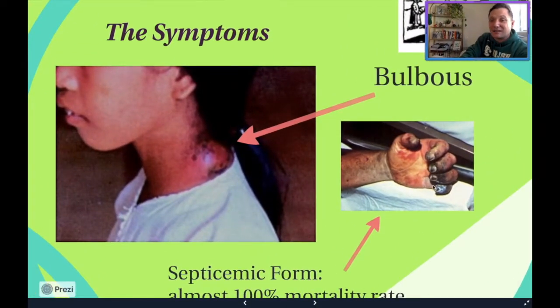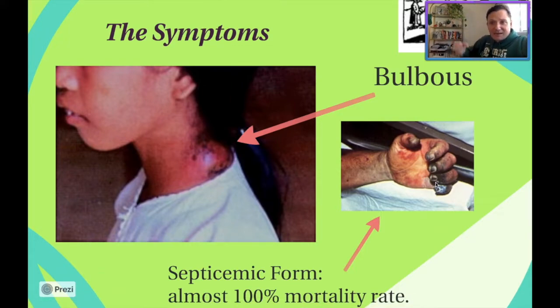Septicemic plague would look kind of like this, and then sometimes your extremities, and that's lenticulation, where it would turn black. That's why it got the nickname the Black Death.